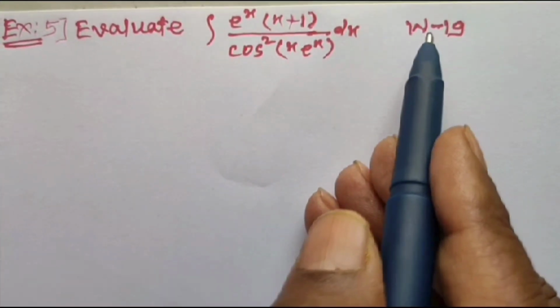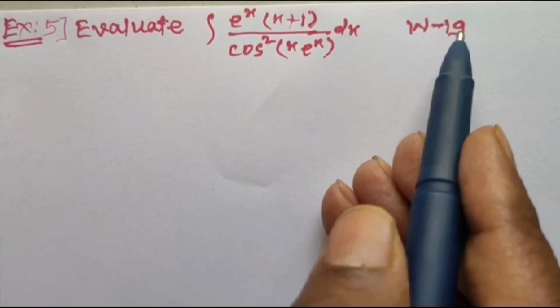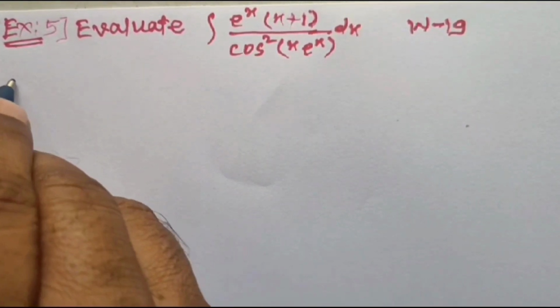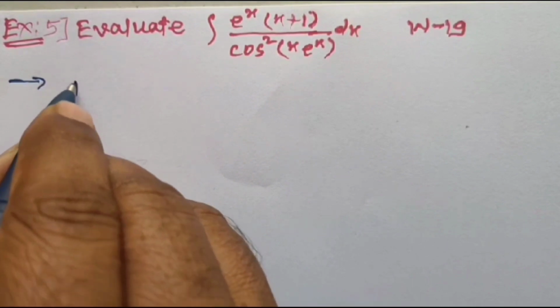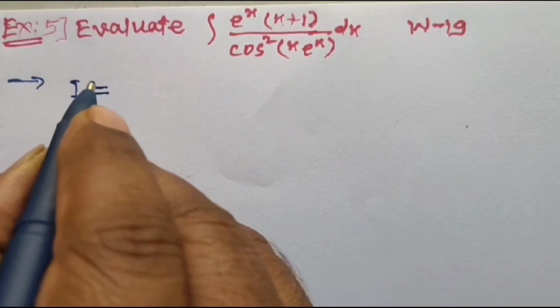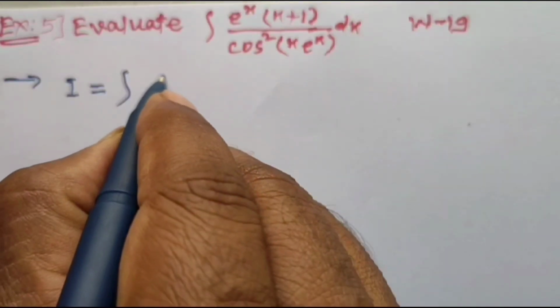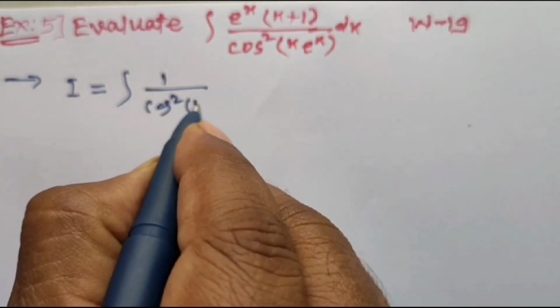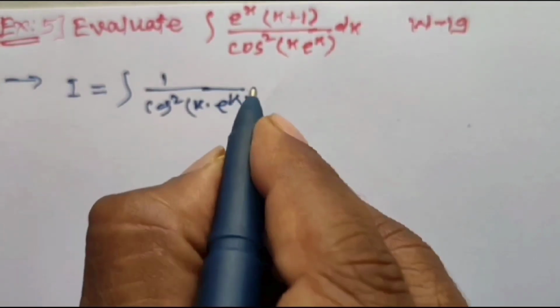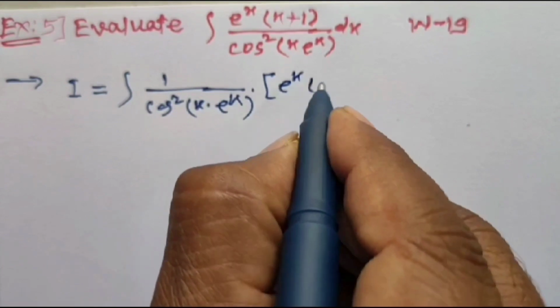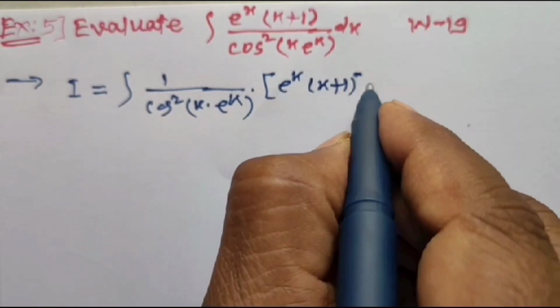This sum appeared in winter 2019 for 4 marks. Let us evaluate this one. First of all, the given integral we can express like this: I is equal to integral of 1 upon cos square of x e to the power x, into x plus 1 dx.